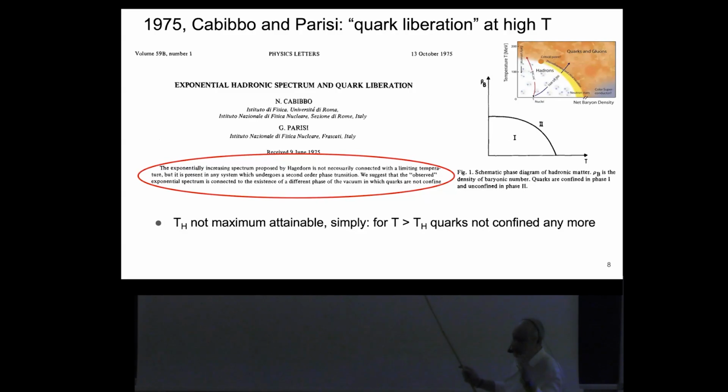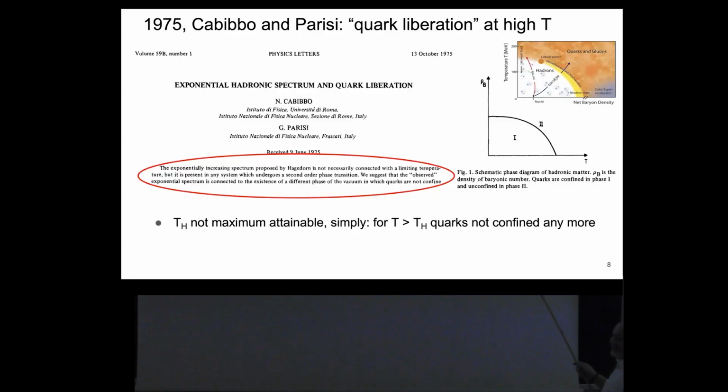At that time, talking of second-order phase transition. We suggest that the observed exponential spectrum is connected to the existence of a different phase of the vacuum in which quarks are not confined. So, in other words, the Hagedorn temperature was understood as not being the maximum attainable temperature, but the maximum attainable temperature for a system of hadrons. And then beyond that the quarks and gluons would be deconfined.